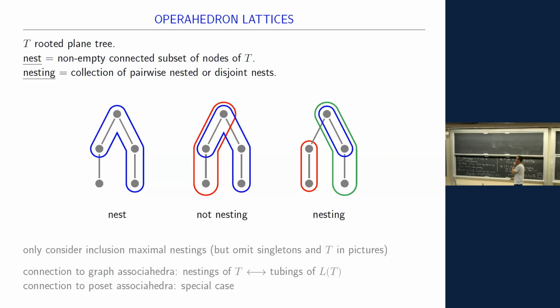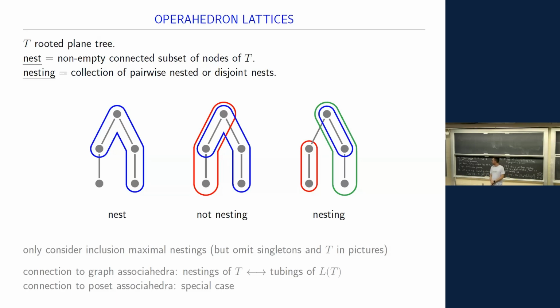Okay, so next example are operahedron lattices. So again, a crash course on operahedra. So I start from a rooted plane tree T, and I call nest a non-empty connected subset of nodes of T, so this kind of thing. And a nesting is a collection of pairwise nested or disjoint nests. So this is not a nesting, it's neither pairwise disjoint nor nested, but this is a nesting.